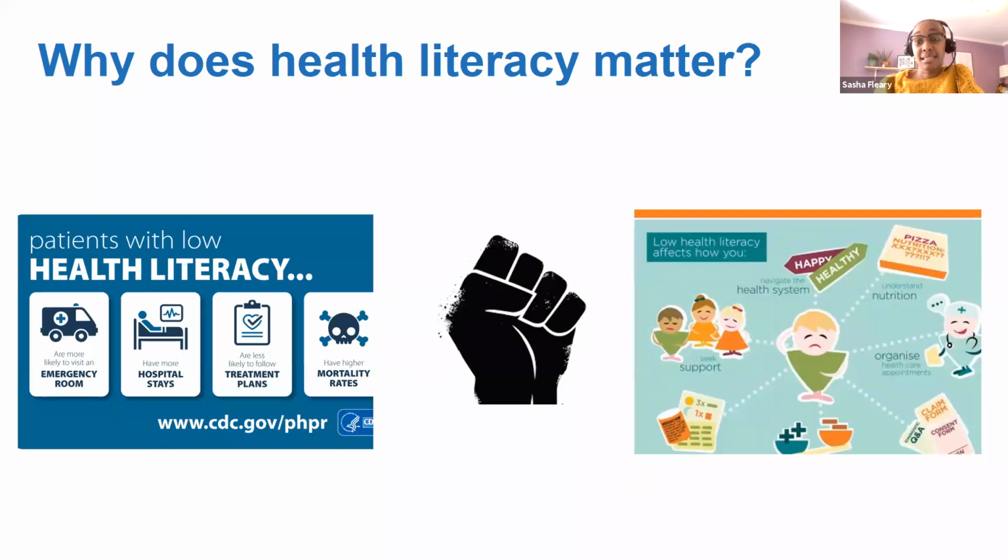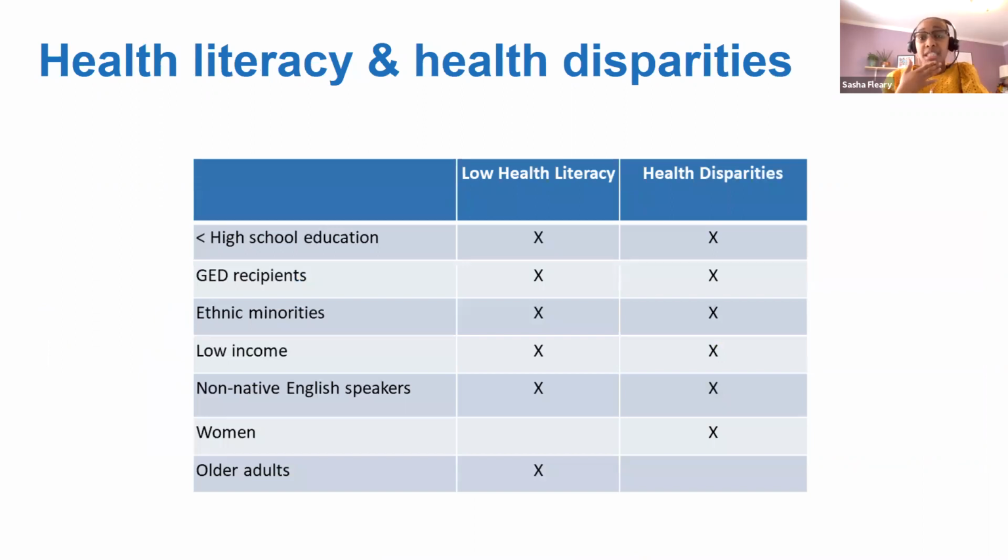So health literacy matters because individuals with low health literacy have fewer skills to engage in day-to-day decision-making and behaviors to promote health and recovery. And as a result, they have more emergency room visits, more and longer hospitalizations. They are less likely to adhere to treatment regimens, which puts them at higher risk for unnecessary and early death. And so health literacy matters because all of the effects of low health literacy increase individuals' risk for health disparities. And this is just to show the demographic characteristics of individuals with low health literacy and those who are at risk for health disparities.